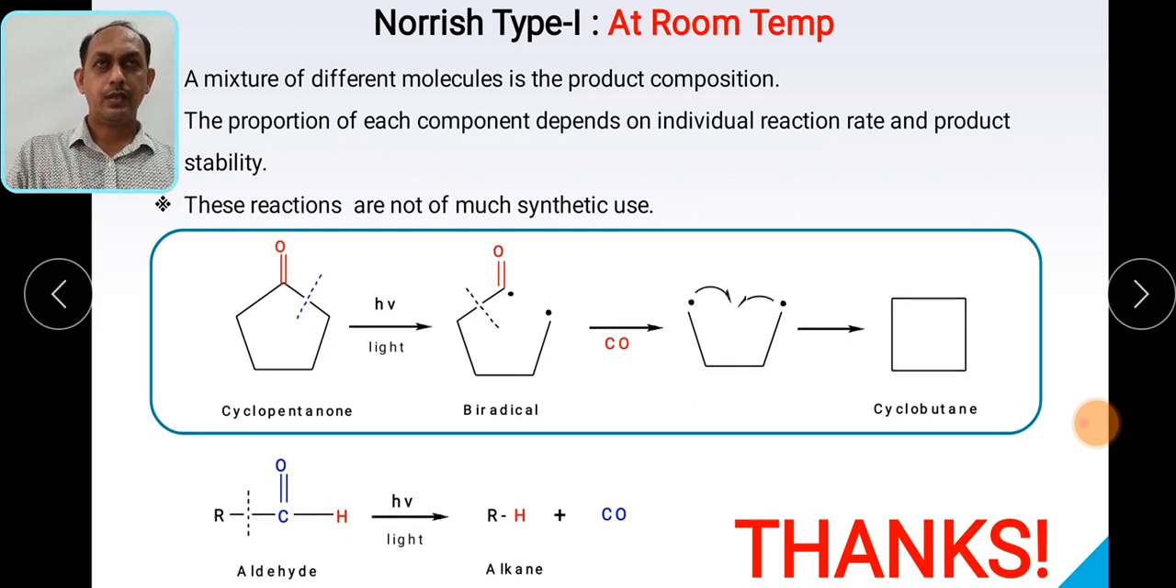The Norrish Type-I reaction is carried out under two conditions. One is at high temperature, where it is quite selective, while at room temperature it is not selective and we will get a number of products. So go through this particular Norrish Type-I reaction. It is very important, although it is a very simple one.